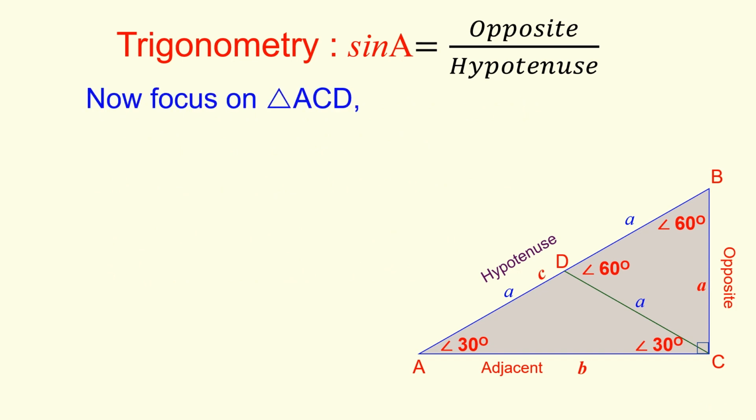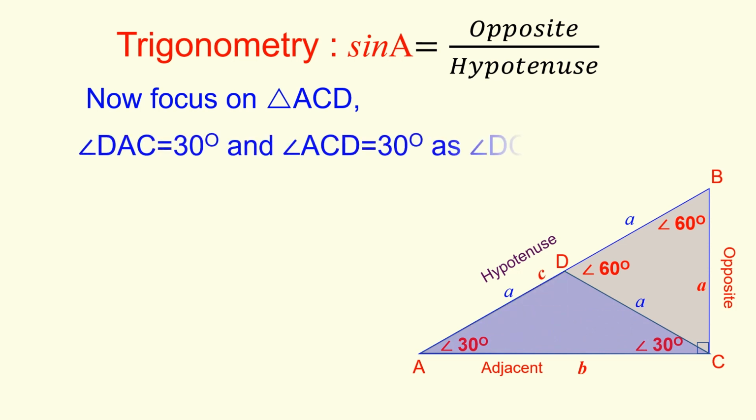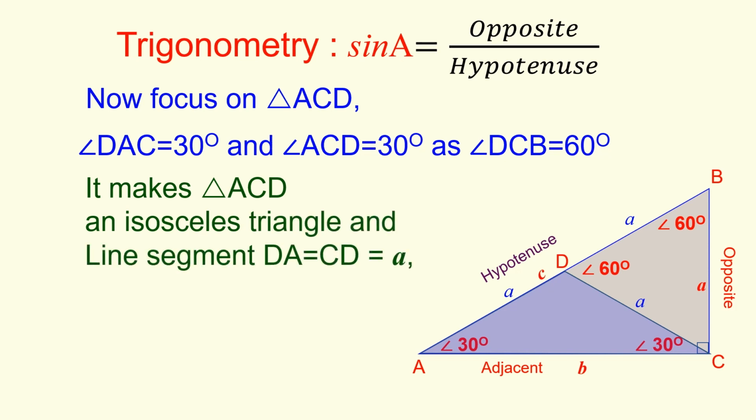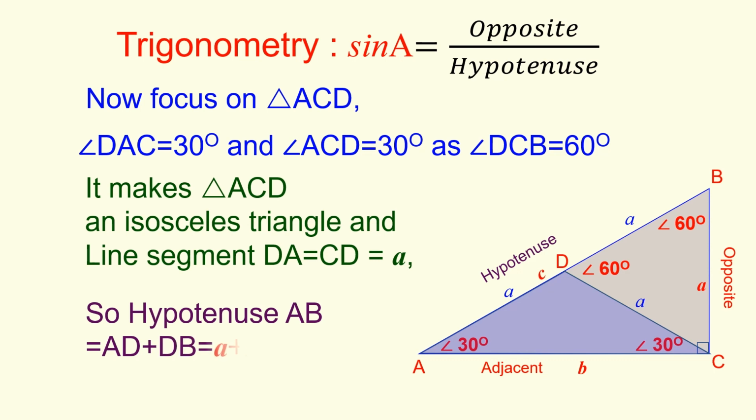Now focus on triangle ACD. Angle DAC equals 30 degrees and angle ACD equals 30 degrees as angle DCB equals 60 degrees. It makes triangle ACD an isosceles triangle and line segment DA equals CD equals a. So the hypotenuse AB equals AD plus DB equals 2a.